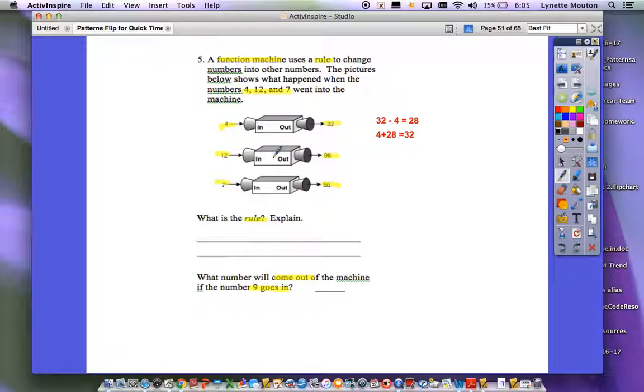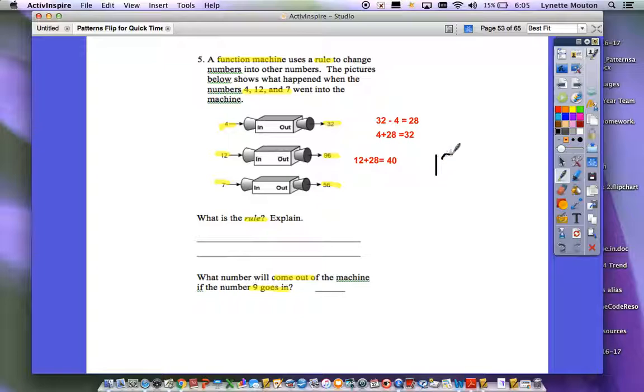So we would have to do 12 plus 32 would have to give us 96. I'm sorry, 12 plus 28. I apologize. 12 plus 28, because we found our rule is plus 28, or at least we think we're trying it out. But 12 plus 28, in fact, does not. 12 plus 28 gives us 40.